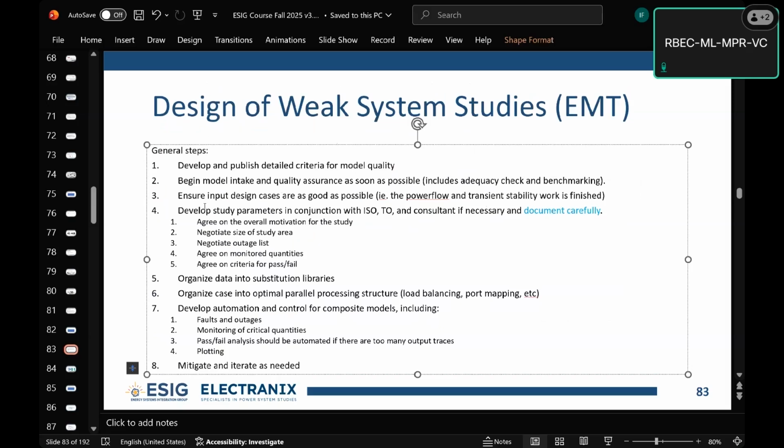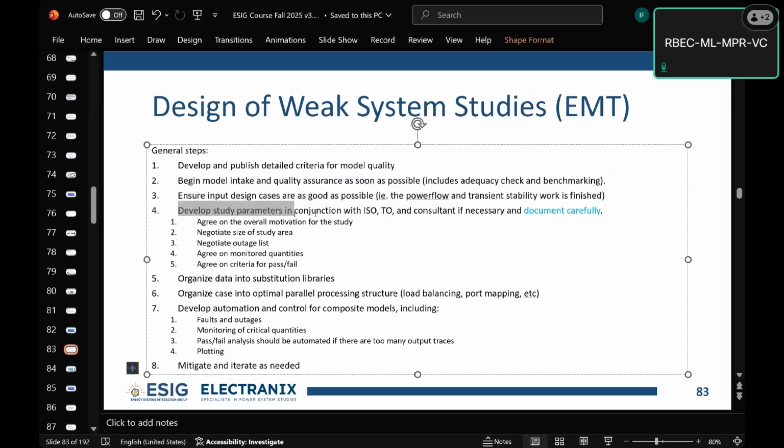Then when you're deciding you're going to do a study, you ensure that your input design cases are as good as possible. So that means that your power flow and transient stability results are done and they hopefully make sense. So you figured out if there's a voltage collapse scenario, you find that in power flow or in transient stability, not in EMT. Okay, EMT is going to find it, but with a lot more work. That's what those tools are designed for. Power flow and transient stability are still useful tools to find basic problems in power systems. So solve all the basic stuff and then go to EMT.